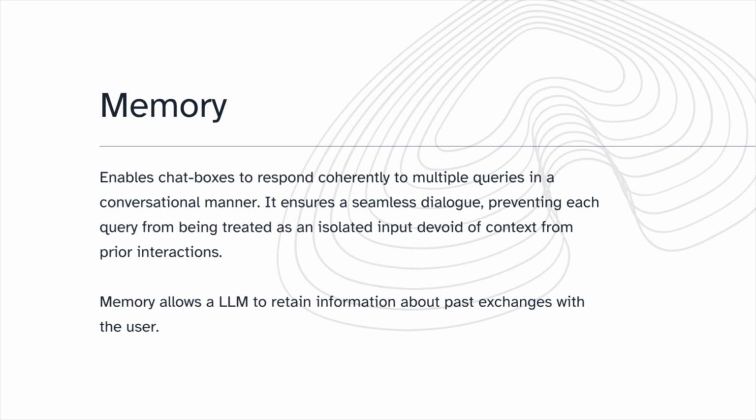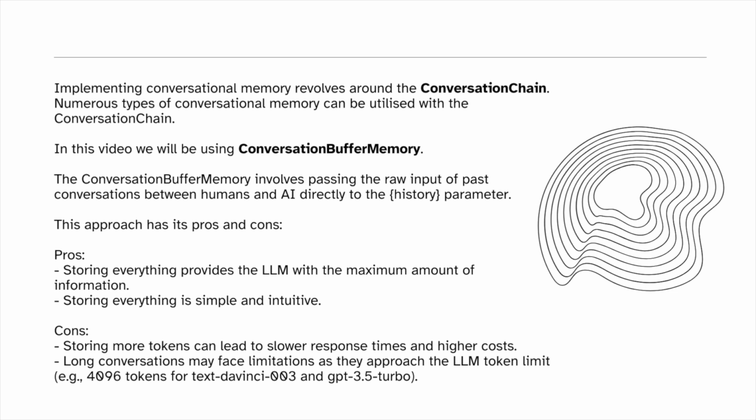It ensures a seamless dialogue, preventing each query from being treated as an isolated input devoid of context from prior interactions. This memory feature allows a large language model to retain information about past exchanges with the user. LLMs operate in a stateless manner, processing each incoming query independently without considering the broader conversation context. When it comes to building chat boxes, the ability to remember previous interactions holds significant importance, and conversational memory facilitates this capability. Implementing conversational memory revolves around the conversation chain.